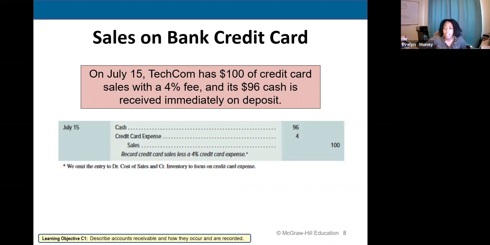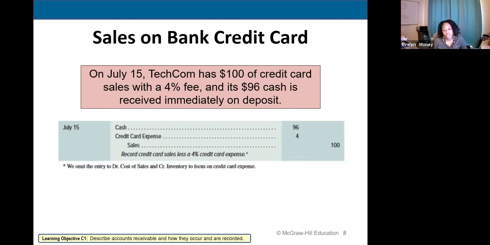So on July 15th, TechCom has $100 of credit card sales with a 4% fee. And $96 cash is received immediately on deposit. So when the transaction is processed, there's already an agreement with MasterCard or Visa, and they deposit the money into our account not too long after that credit card is swiped. But the money that is deposited into our account is not the full amount. There is a percentage that is taken by the credit card company.